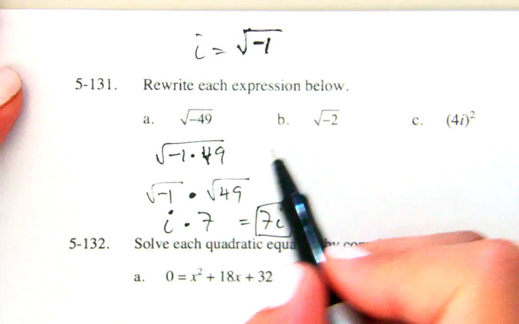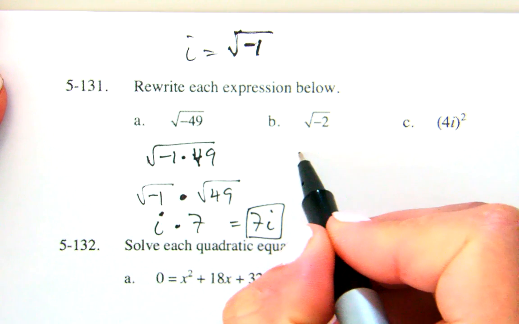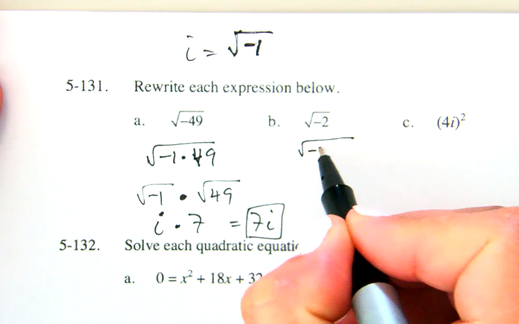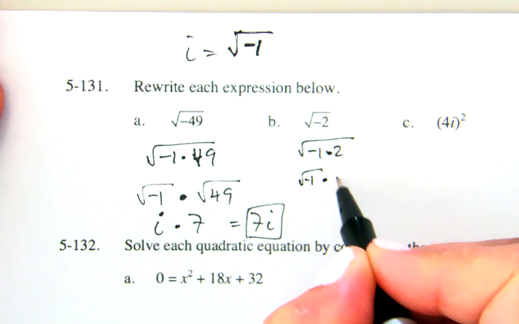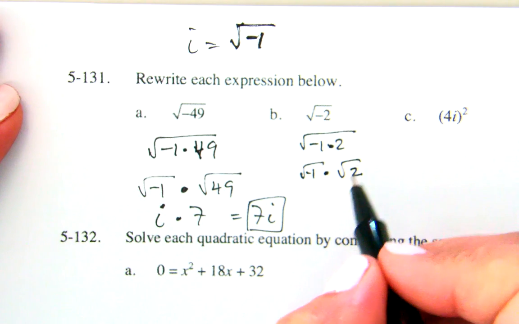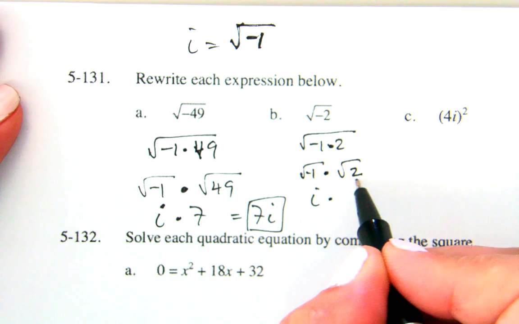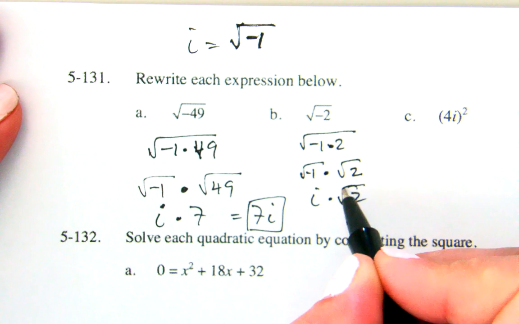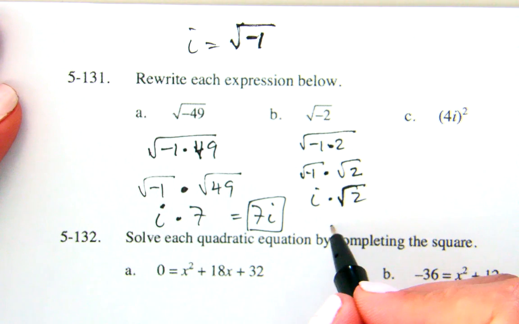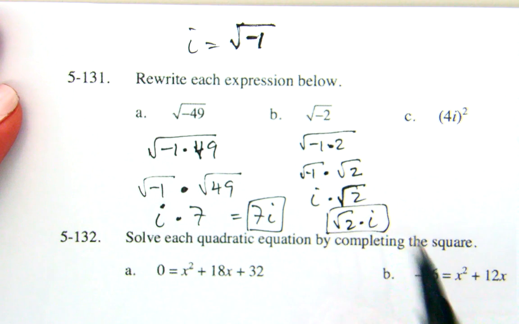Okay, the same thing for part B. The square root of -2 becomes the square root of -1 times 2. And that's the same as the square root of -1 times the square root of 2. The square root of -1 is i, times, well, I can't do anything about the square root of 2, so I'm just going to leave it as the square root of 2. I don't want the actual numerical value. So final answer is square root of 2 times i. Okay, done.